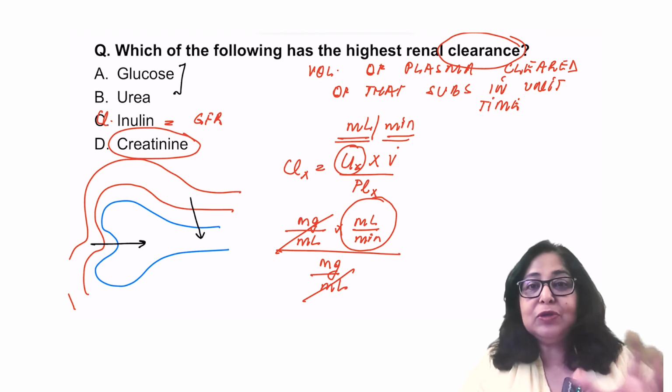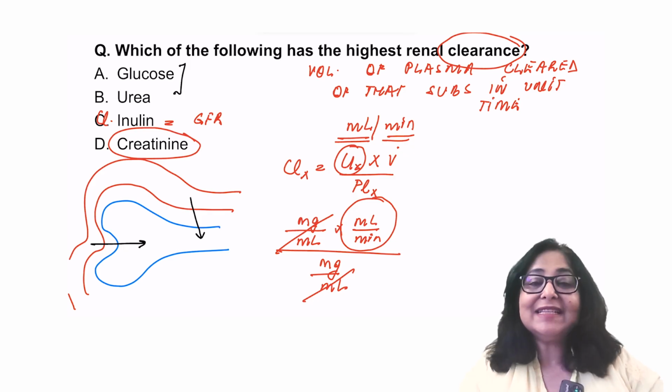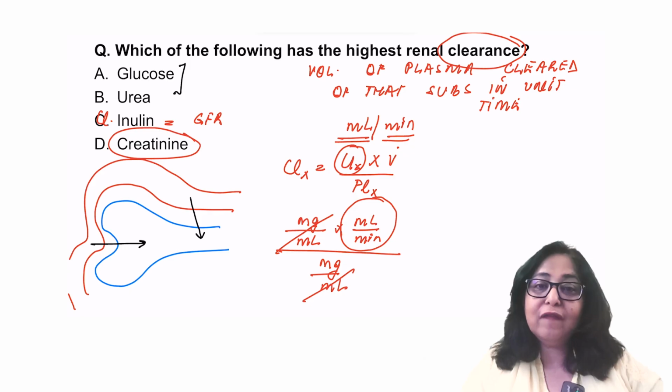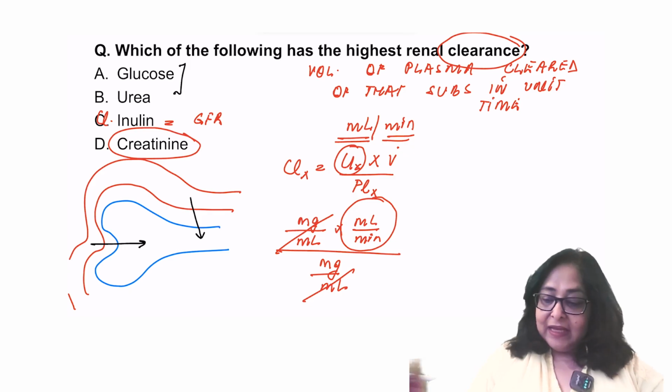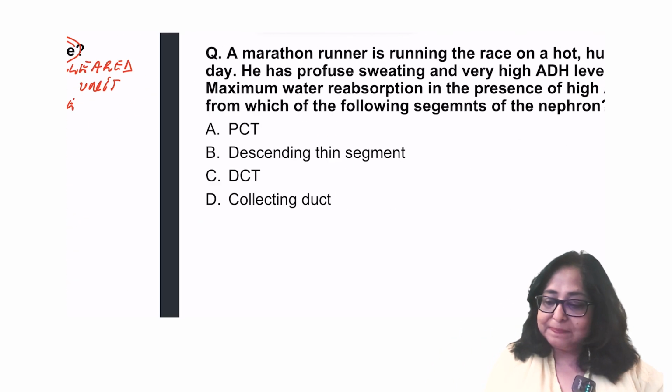It's almost equal to the clearance of inulin, right? We take the clearance of creatinine equal to the GFR. Yes, but like I said, creatinine clearance is actually slightly more than the clearance of inulin. So the answer to this question is D, creatinine.